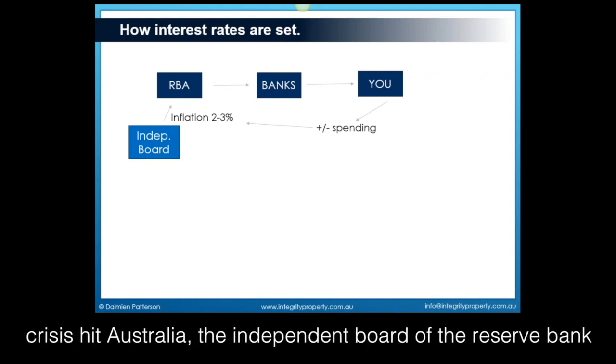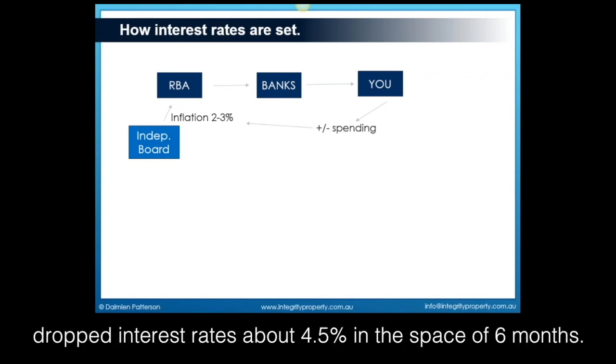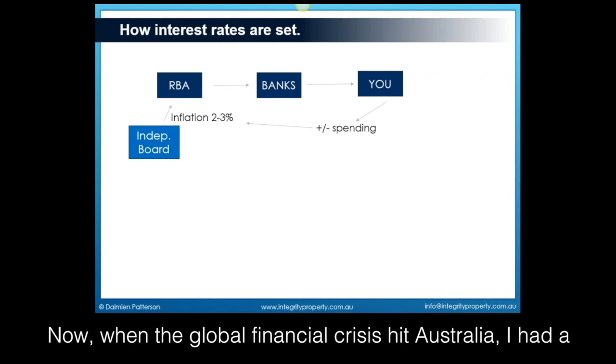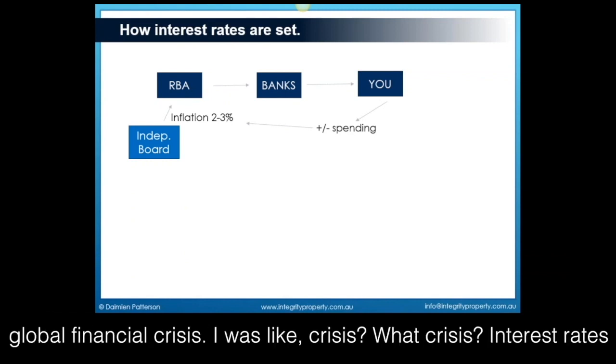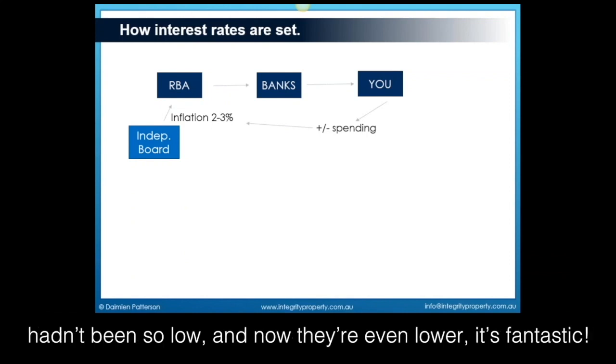Because when the global financial crisis hit Australia, the independent board of the Reserve Bank dropped interest rates about 4.5% in the space of 6 months. Now when the global financial crisis hit Australia, I had a multi-million-dollar property portfolio. I wasn't worried about the global financial crisis. I was like, crisis? What crisis? Interest rates hadn't been so low, and now they're even lower.